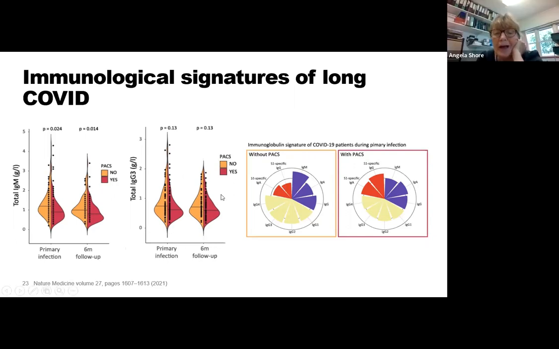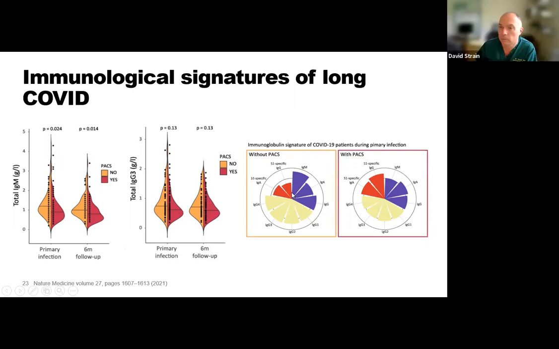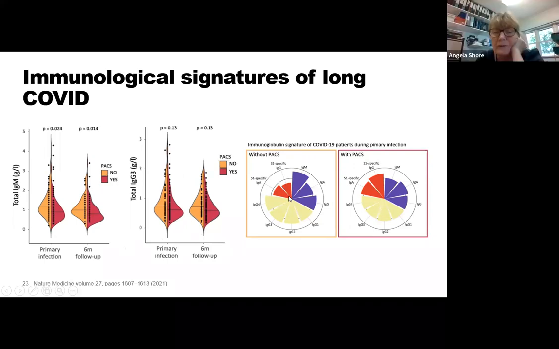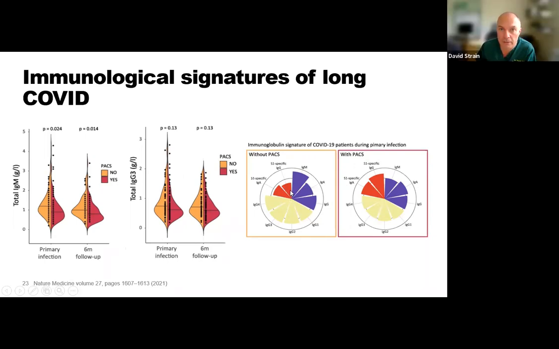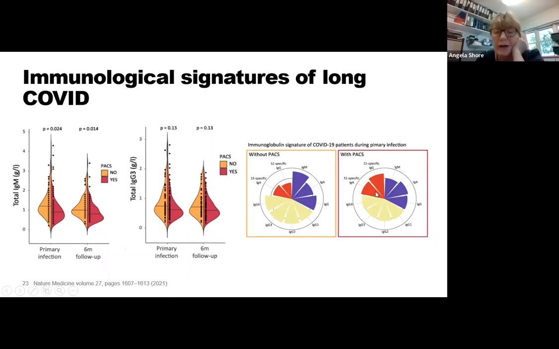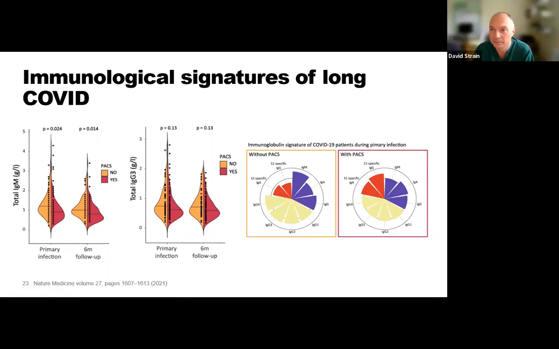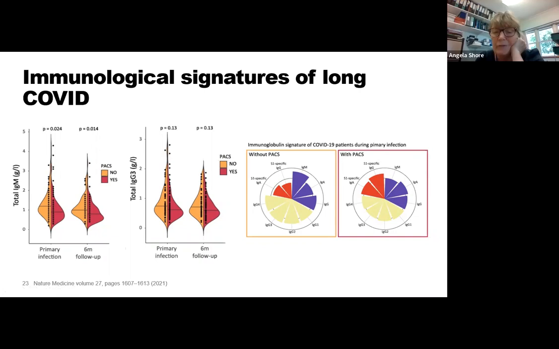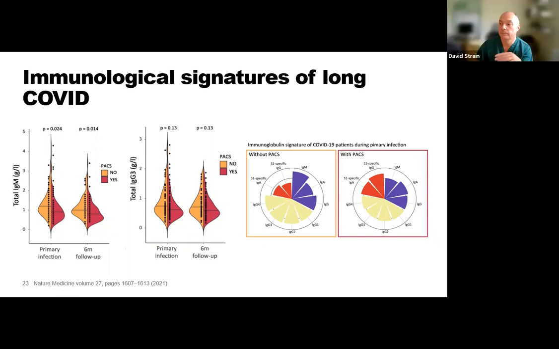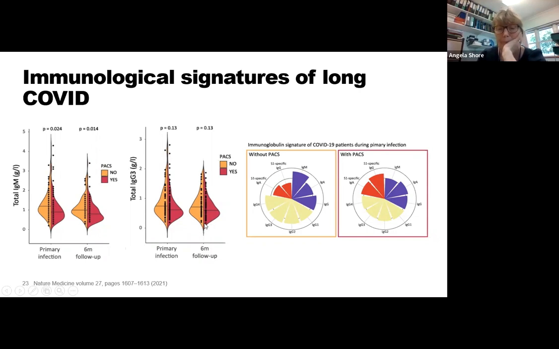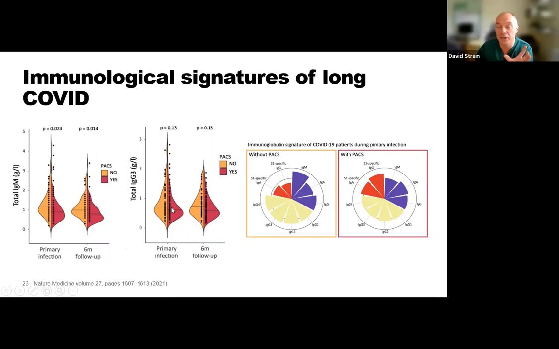Those individuals without packs on the left, in that square that you just pointed at. Yep. The red's lower. So without packs means without long COVID, does it? These people don't have long COVID, and they've got low levels of IgG3, whereas the people with long COVID have high values of IgG3. So what we've got in this graph here is the total level of IgG3.